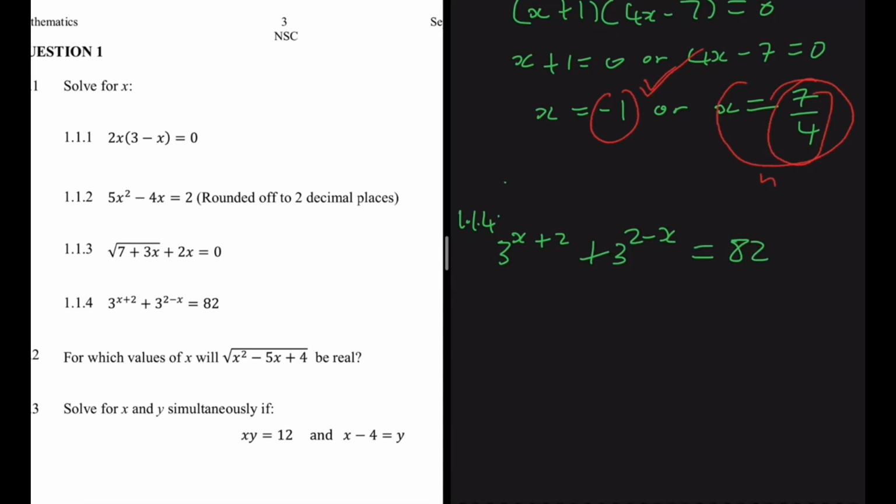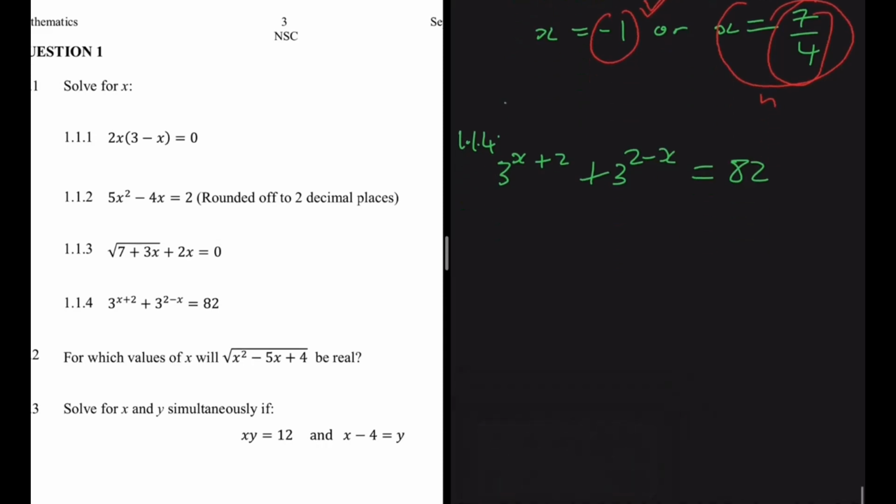So when I see problems like this, the first thing I want to do is change everything and give it a base of 3. And then if I give everything a base of 3, then I can let 3 to the power of something be k and factorize with ease, right? But there's no way you can put 82 to the base of 3 and have a whole number as the power of the 3, right? So yeah, now it becomes a bit complicated, but let's see what we can do.